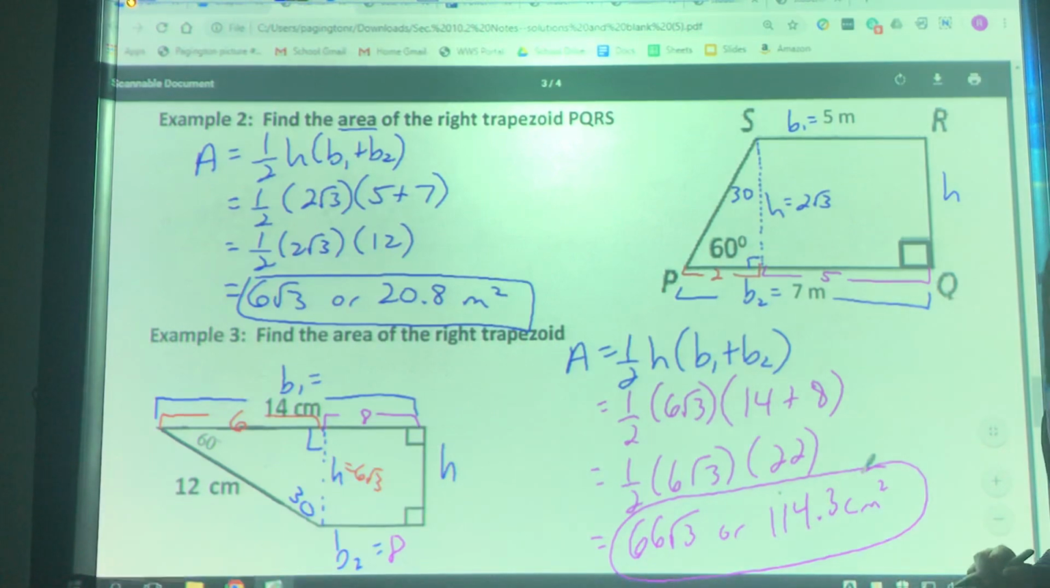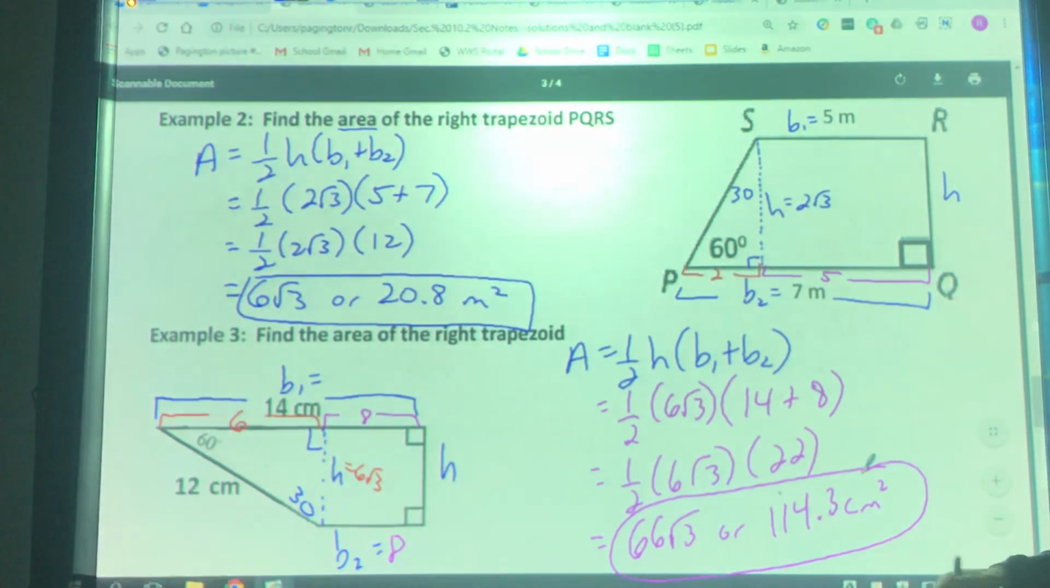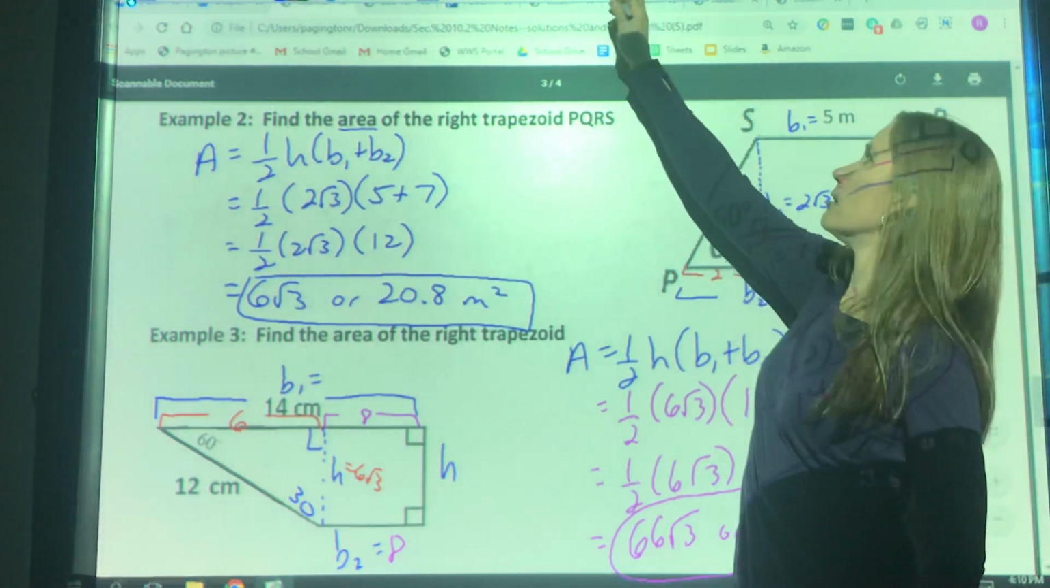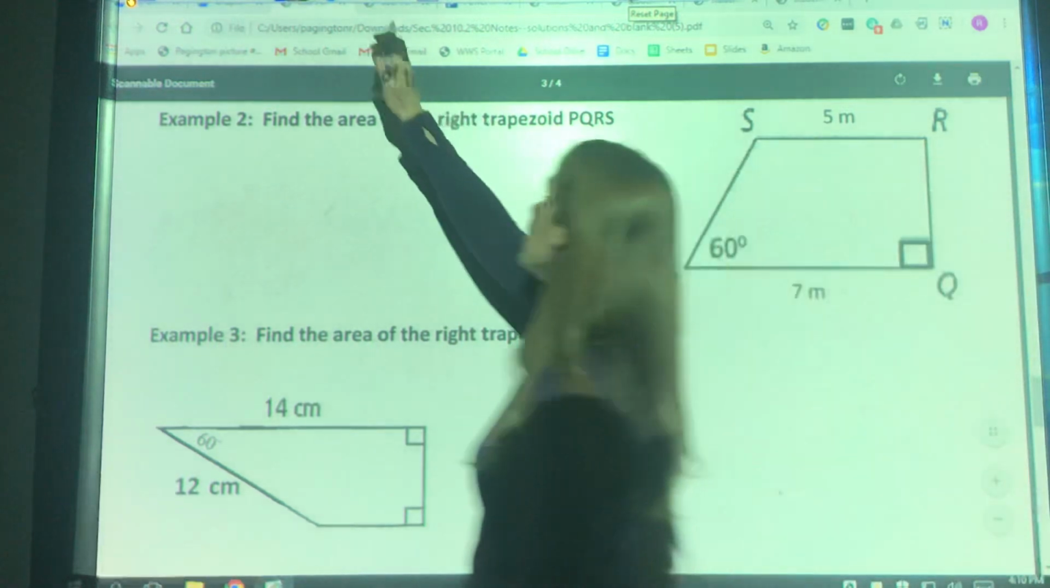All right, so let's go ahead and go to the next page. So on the next page, we are going to talk about the area of a kite and a rhombus. So let me get that moved up.